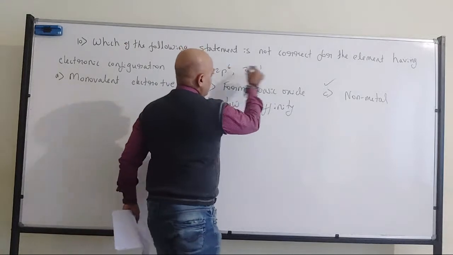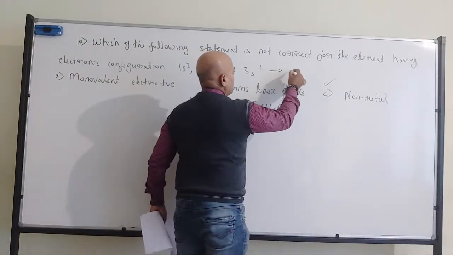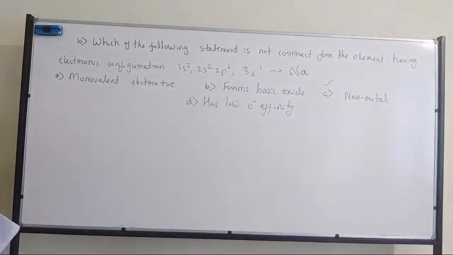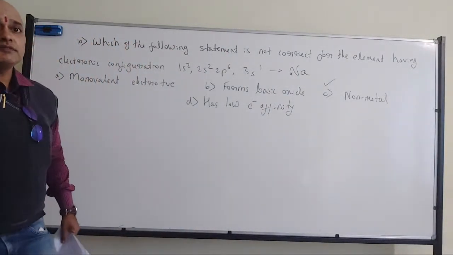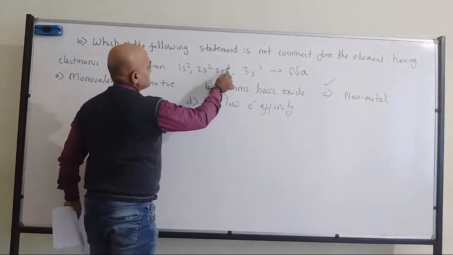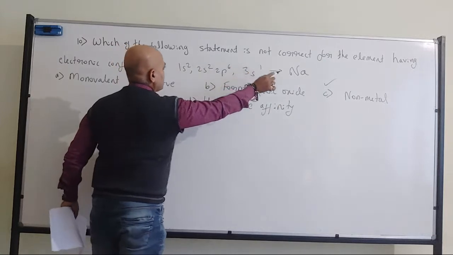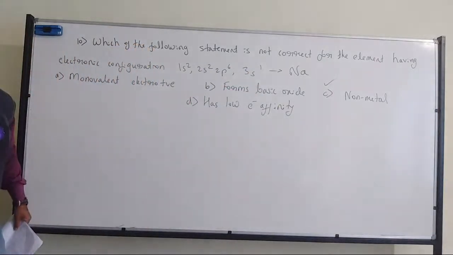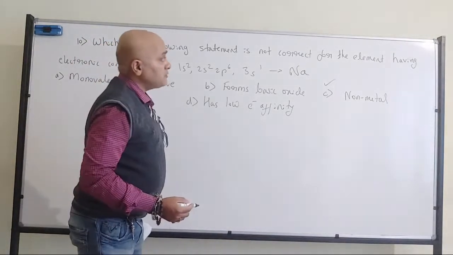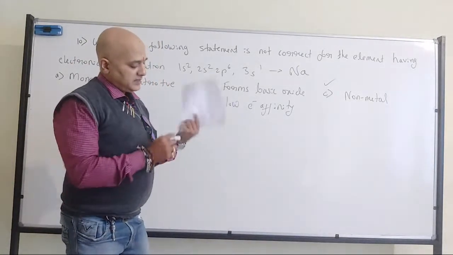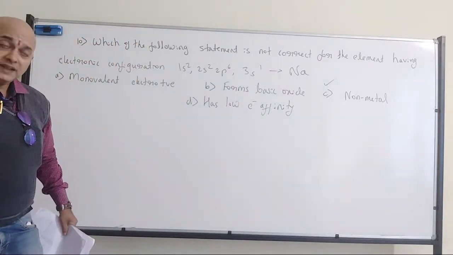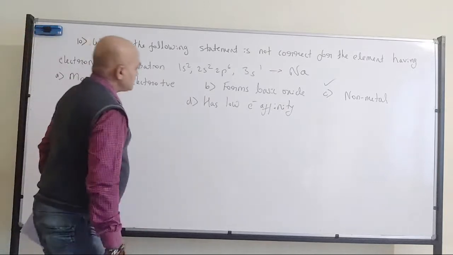Now all of us know that the electronic configuration they have written is for sodium. The atomic number is 11: 2 plus 8 plus 1, that is 11. So we are talking about sodium, and as Achyuta has written, sodium is an alkali metal. It is a metal, but option C has given non-metal. Fine? Option C is the answer.